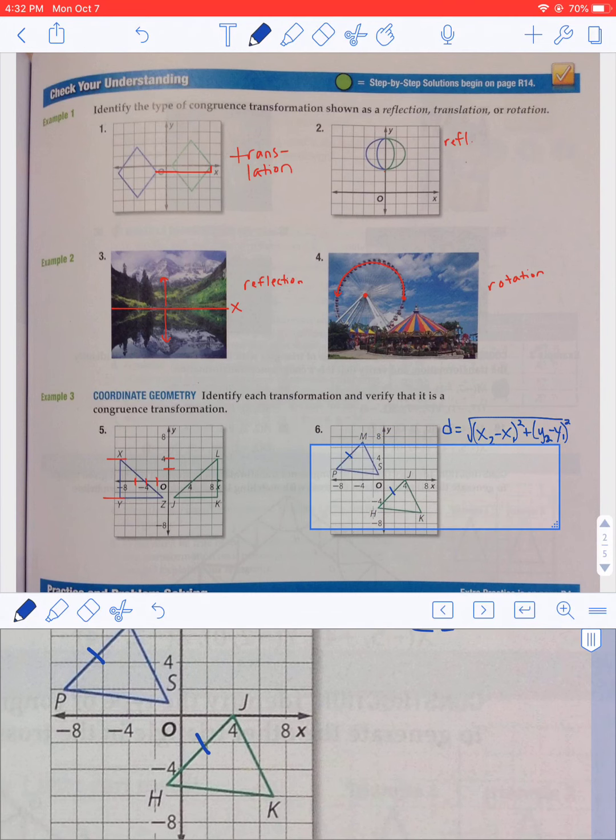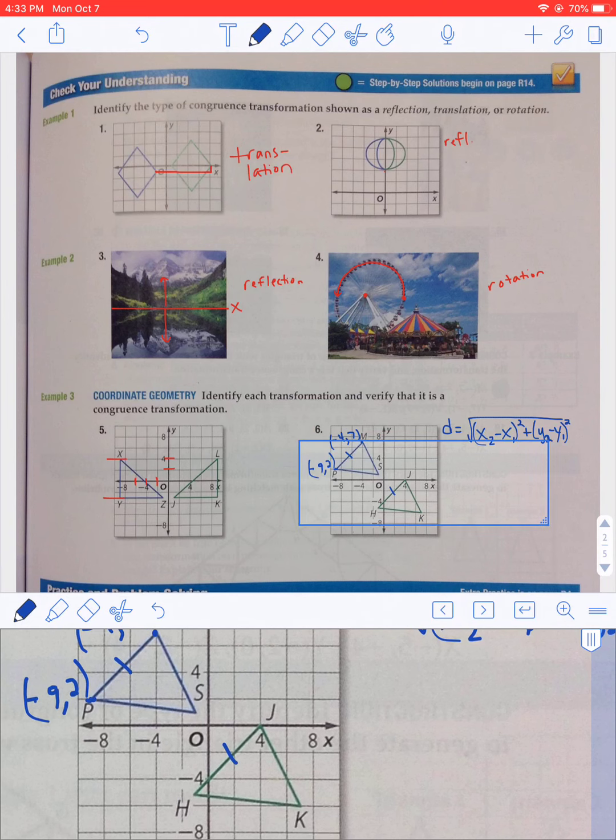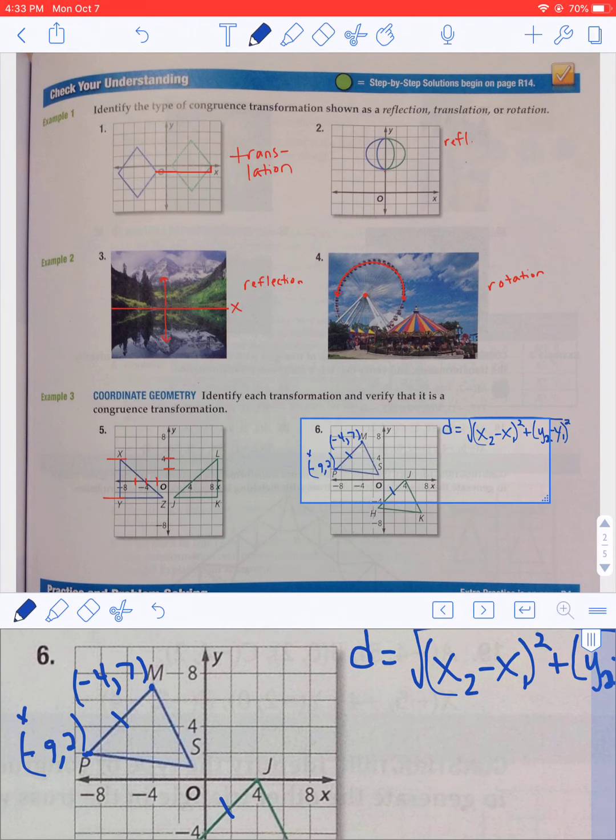So I'm going to show you an example. It's always good to mark your coordinates. So this one is, P is at -9 and 2. And then M is at -4 and it's up at 7. Okay, so I'm just going to show you how you do this. So we're going to plug that back in here. Now I'm going to call this x1, y1, okay, and this one x2, y2, just to keep stuff straight.